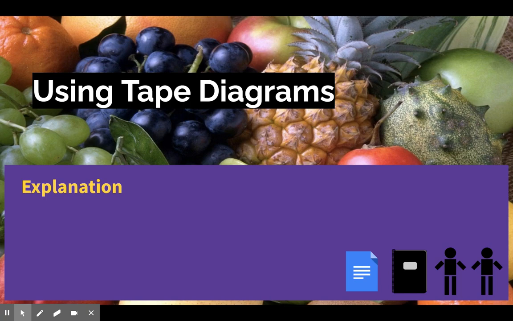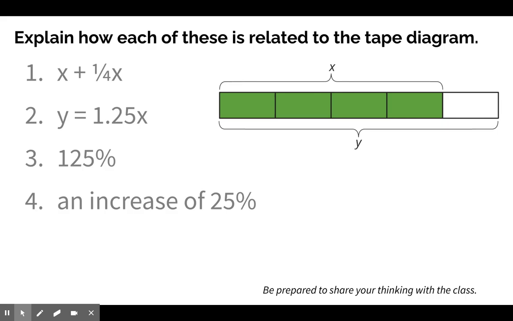All right, now we're going to move forward and talk about using tape diagrams for the explanation activity. And this can also be found in your student companion. So we're going to go to this next slide and it says, explain how each of these are related to the tape diagram. So let's look at number 1, number 2, number 3, and number 4.